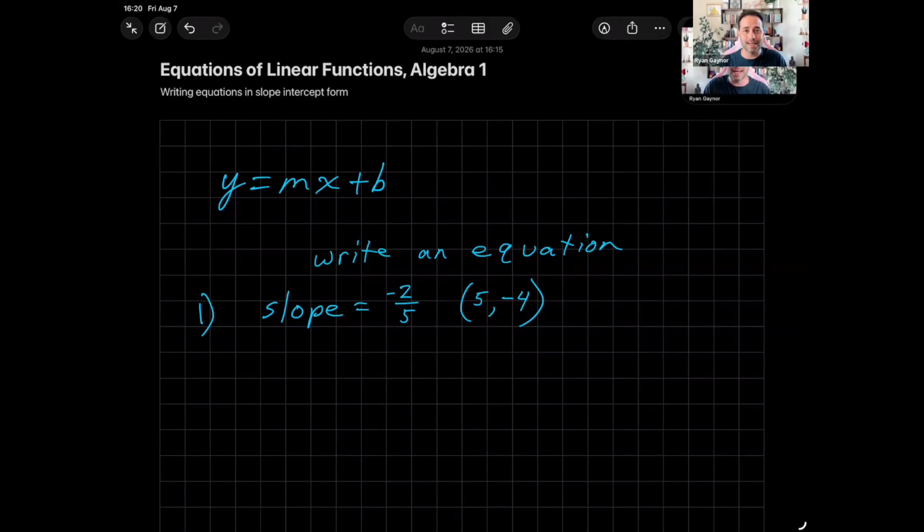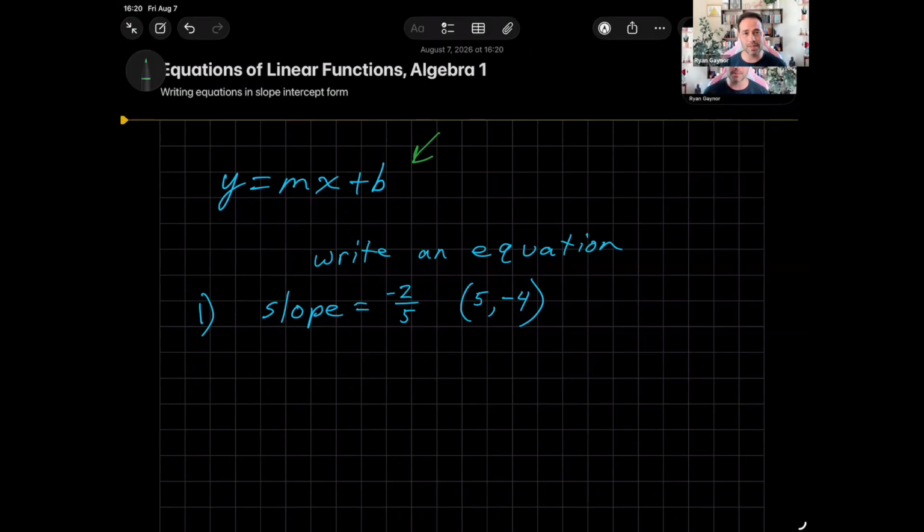Alright, so today's lesson, we are going to be working on equations of linear functions for Algebra 1, writing an equation in slope-intercept form. Okay, so what is slope-intercept form? Well, slope-intercept form is this equation right here. y = mx + b.